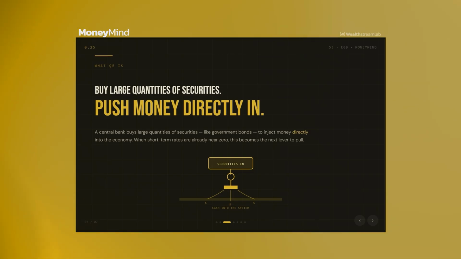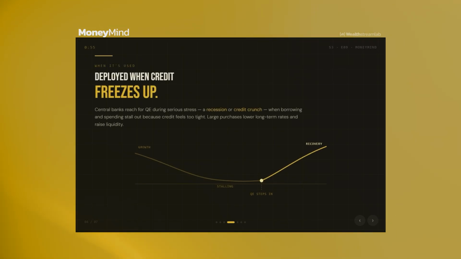So when does a central bank reach for it? Typically during periods of serious economic stress, a recession, a credit crunch, a moment where businesses and households have stopped borrowing and spending because credit feels too tight or too expensive. By buying large volumes of securities, the central bank pushes money straight into the financial system. This does two things. It lowers long-term interest rates, making borrowing cheaper for mortgages, business loans, and investment. And it increases liquidity, meaning there's simply more money circulating and available to lend.